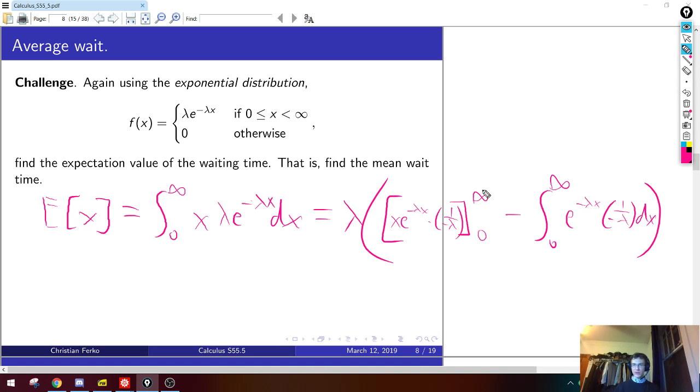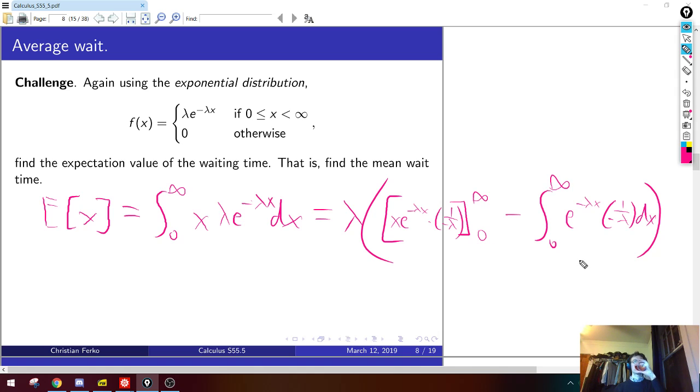So we can now do this in two steps. We can evaluate the brackets, which at infinity still goes to 0 because e to the minus lambda x dominates x, right? X is getting big at infinity, but e to the minus lambda x is getting small much faster. It totally dominates x. So this thing still goes to 0 at infinity. What happens at the lower endpoint at 0?